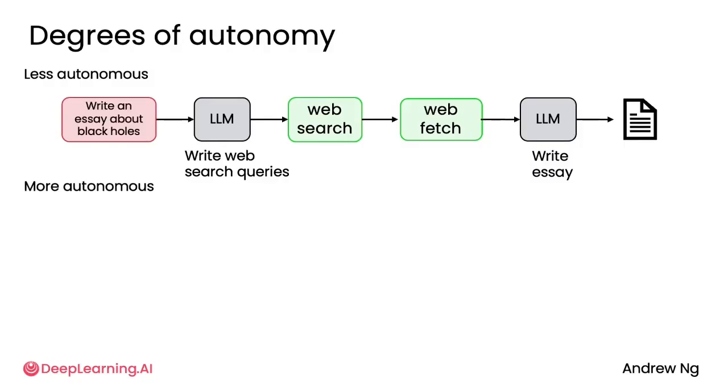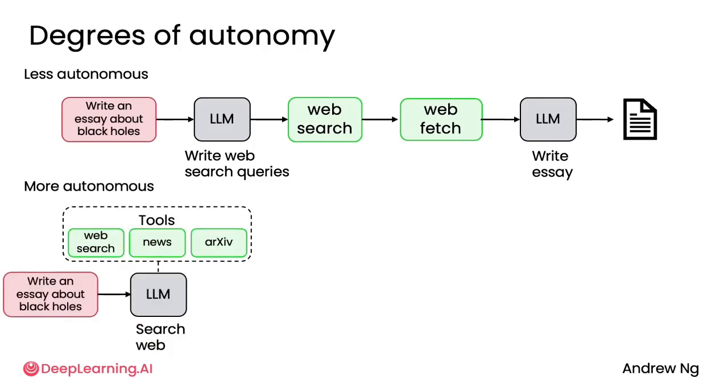Then an agent can be more autonomous, where, given a request to write an essay about black holes, perhaps you let the LLM decide, does it want to do a web search, or does it want to search recent news sources, or does it want to search for recent research papers on the website arXiv? Based on that, maybe in this example, the LLM, not the human engineer, but the LLM chooses in this case to call a web search engine.